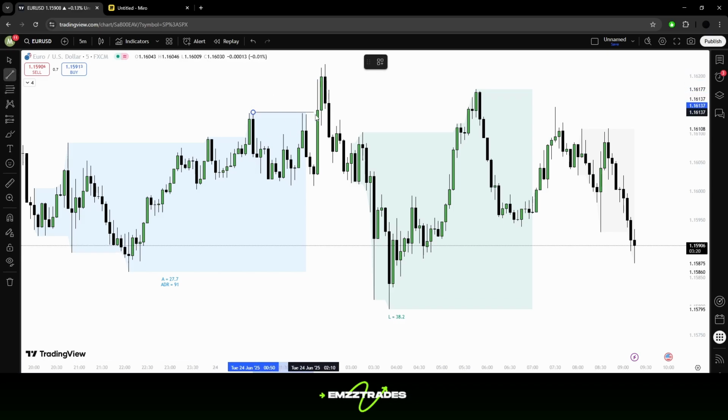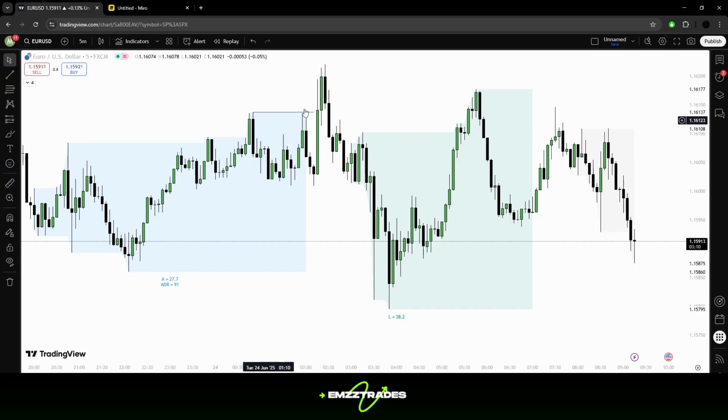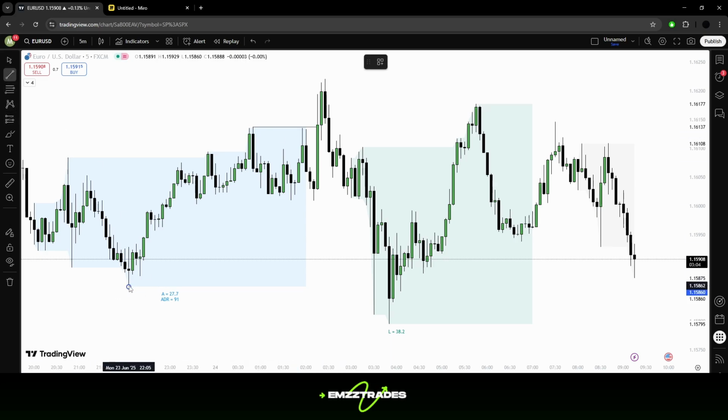And as you can see, what we need to do first is mark out the highest point and the lowest point of Asian session. As you can see right here, you mark out the highs and the lows of Asian session, and then you need to identify which part of price is liquidated, right? So as soon as Asian session starts to end, you mark out the highest point and you mark out the lowest point of Asian session.